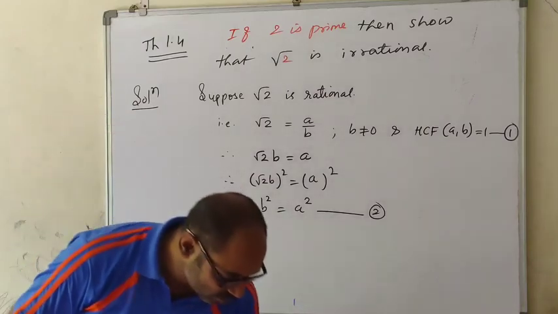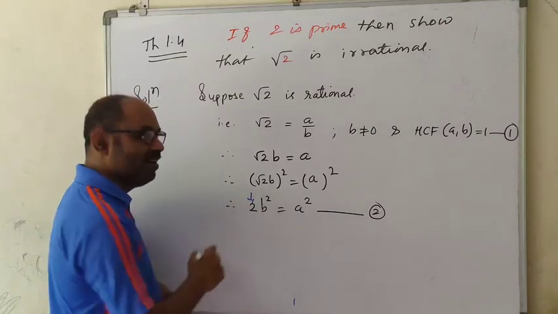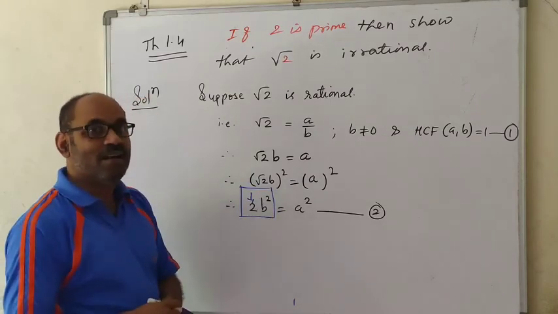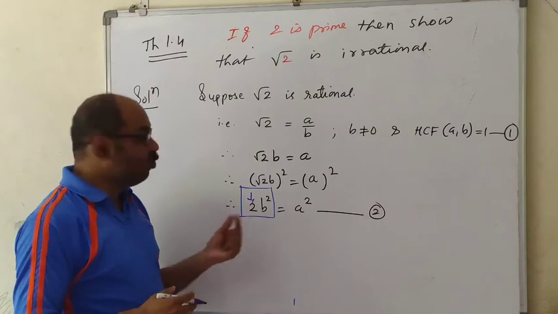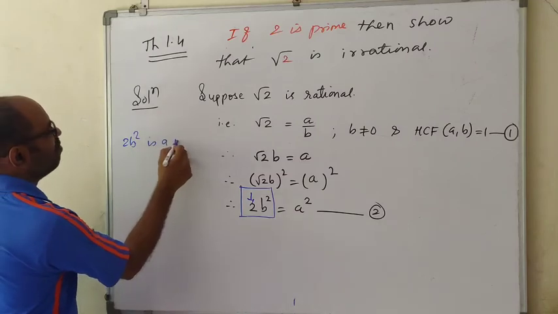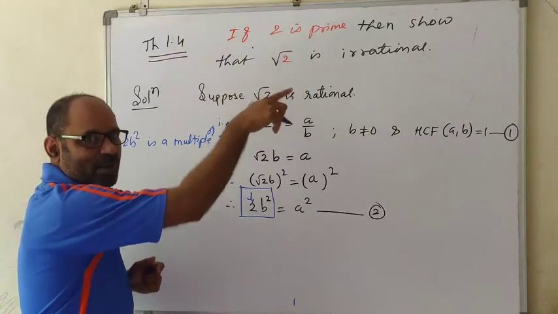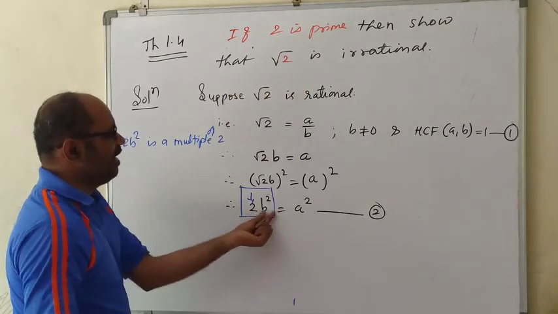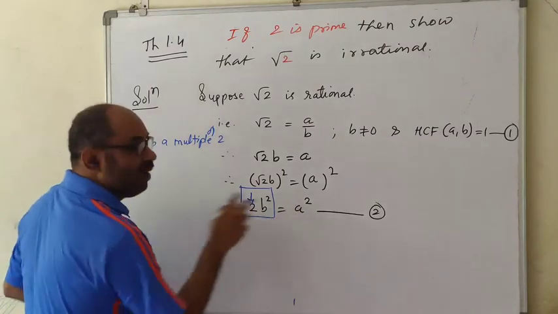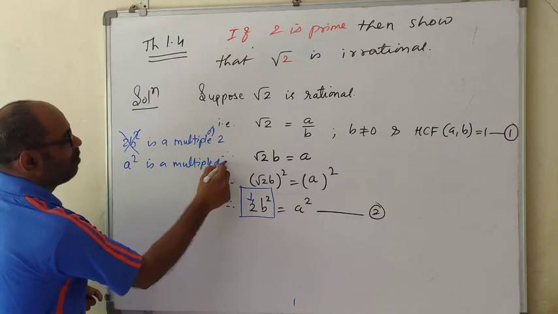Children, now it's going to be difficult. Can you see 2 here? Can you see 2 here? It means 2b square is a multiple of 2. Please, 2b square is a multiple of 2. Do you remember what I explained? 4k, multiple of 4, 5k, multiple of 5. 2 should be there, here anything. So it's a multiple of 2. But now this 2b square is equal to a square. So you can say a square is a multiple of 2.